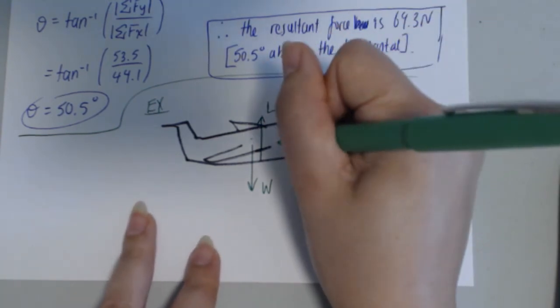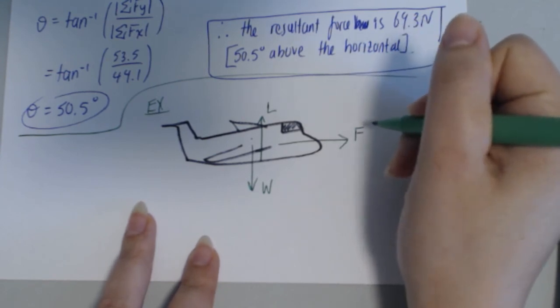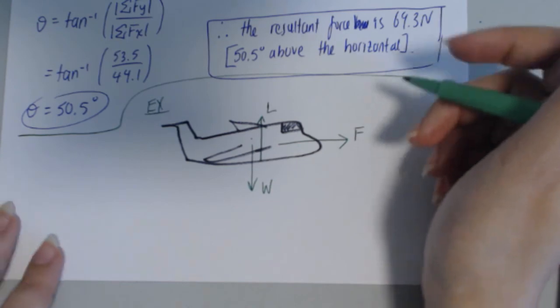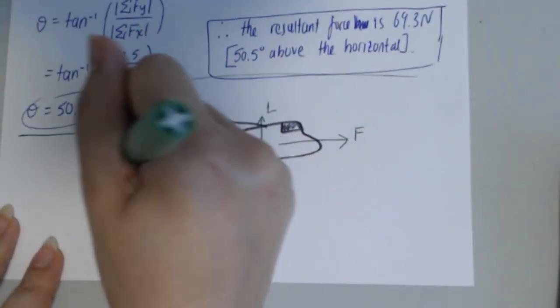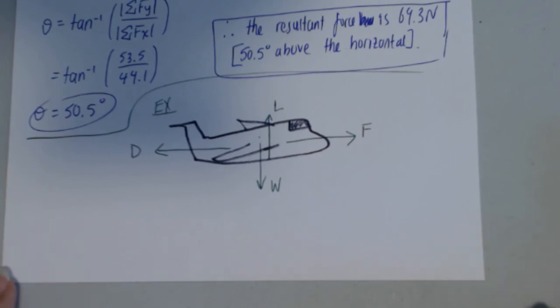Thrust. The thrust is what allows the airplane to travel forward. So we call that F. And drag is the air resistance that the airplane feels, which pulls it back. So we call that capital D. So in total we have 4 forces acting on it.